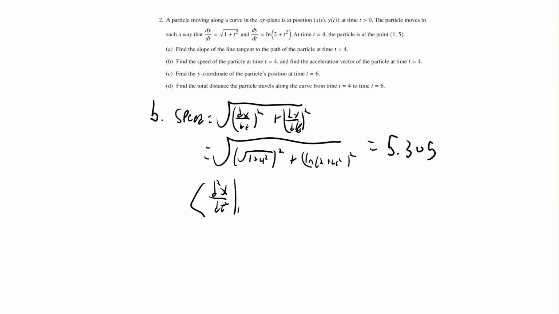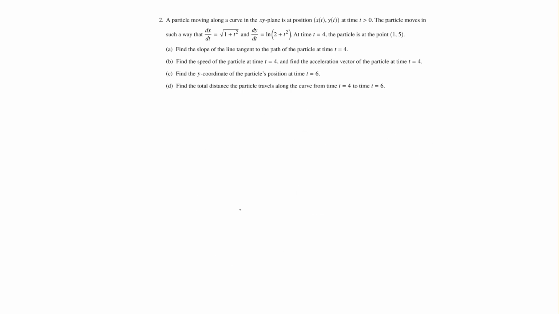And so then the acceleration vector is going to be d squared x over dt squared evaluated at t equals 4, comma d squared y over dt squared evaluated at t equals 4. And since this is a calculator problem, we can just use the derivative function on the calculator. And we get 0.970, comma 0.444 as our acceleration vector.